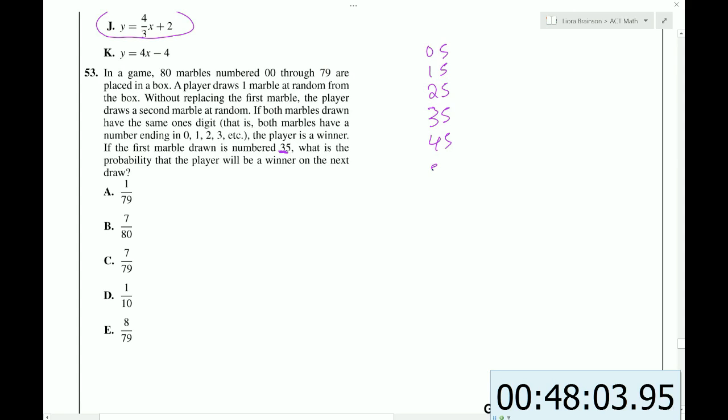So let's take a look and see which marbles would cause us to win the game. Now, we're not replacing the marble, so the 35 is no longer in the bag. The only ones in the bag that would lead to a win are these ones. Let's count them up: 1, 2, 3, 4, 5, 6, 7. So there are 7 marbles that would lead to a win. Now the question is, how many marbles are left in the bag? Originally there were 80 marbles. We already drew 1, so there are 79 left. Answer choice C.